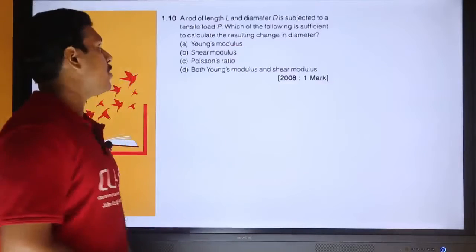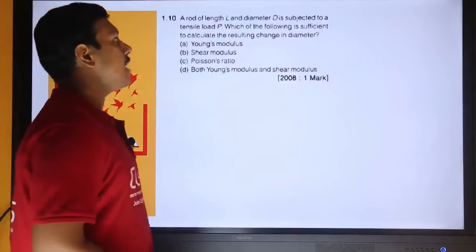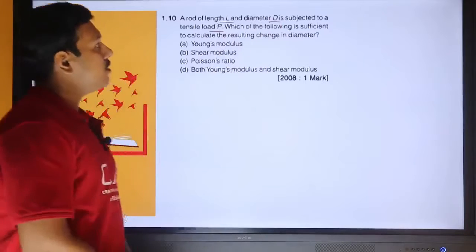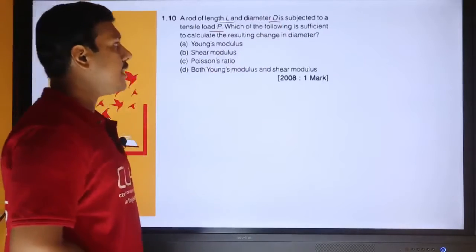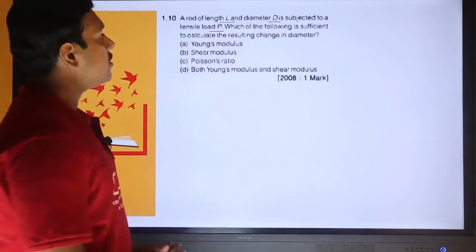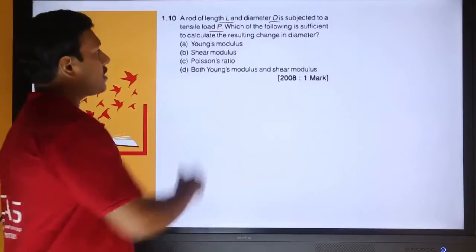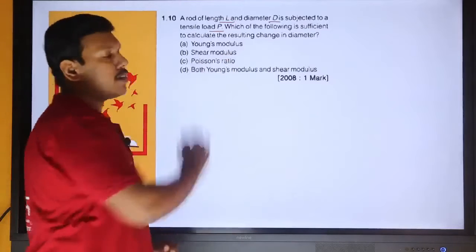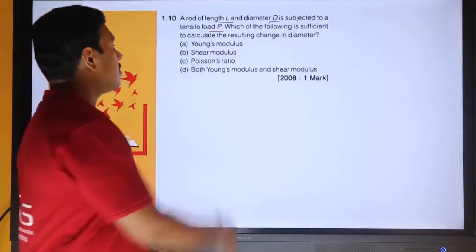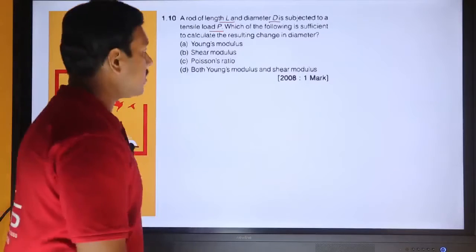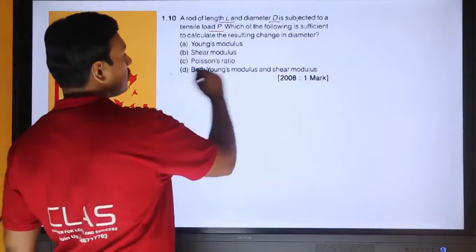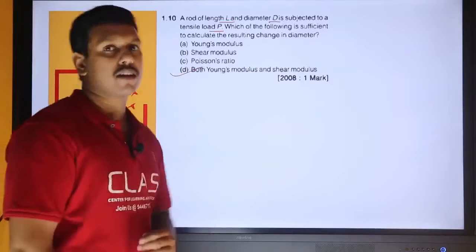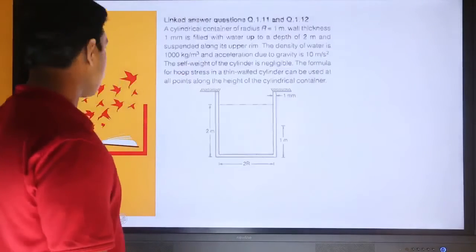Then next question 1.10. A rod of length L and diameter D is subjected to a tensile load P. Which of the following is sufficient to calculate the resulting change in diameter? By using Young's modulus only, we cannot find out the change in diameter. By using shear modulus only, we cannot find out the change in diameter. By using Poisson's ratio only, we cannot find out the change in diameter. By using both Young's modulus and shear modulus, we can find out the change in diameter. Both Young's modulus and shear modulus are required. Option D is the correct one.